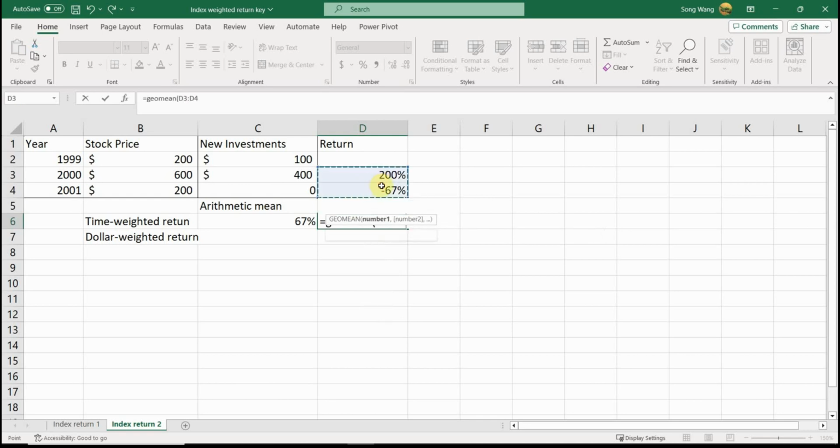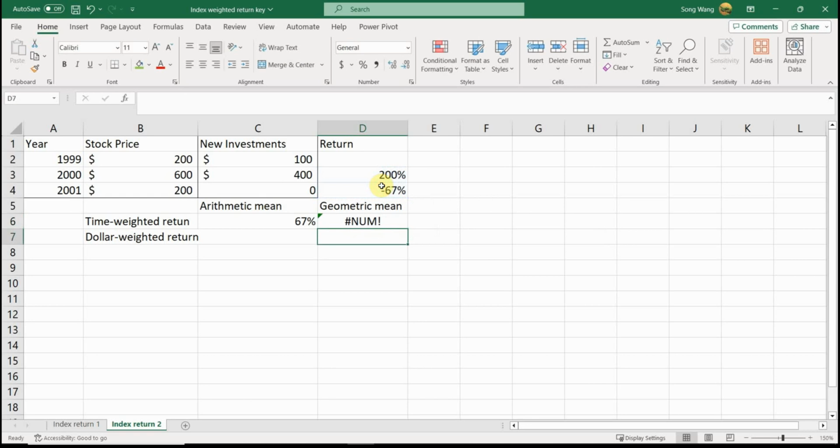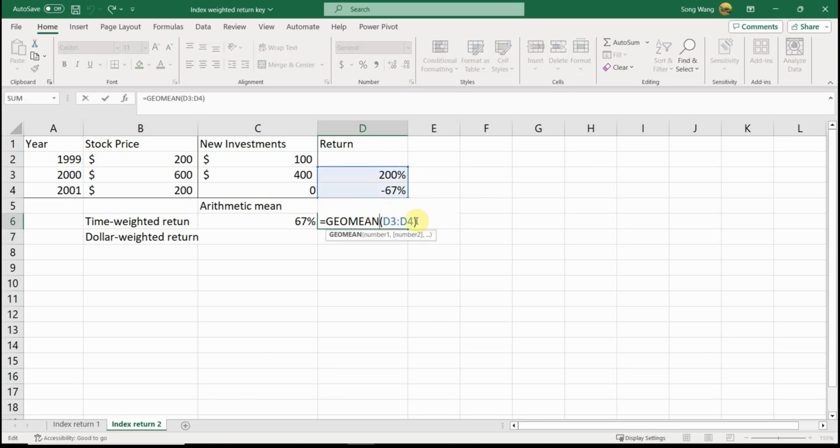and then these two. Okay, these two plus 1. Sorry. And then minus 1 at the end. So this is covered in the first practice.